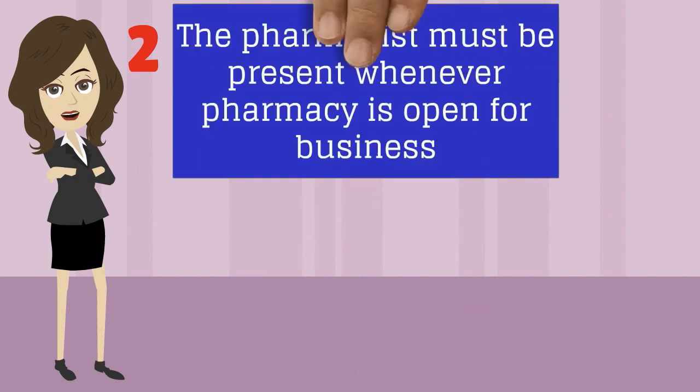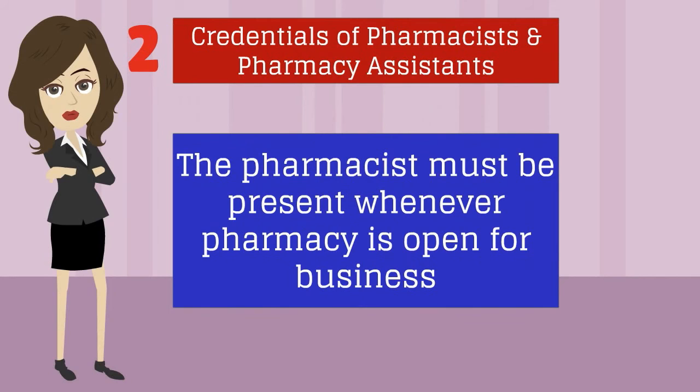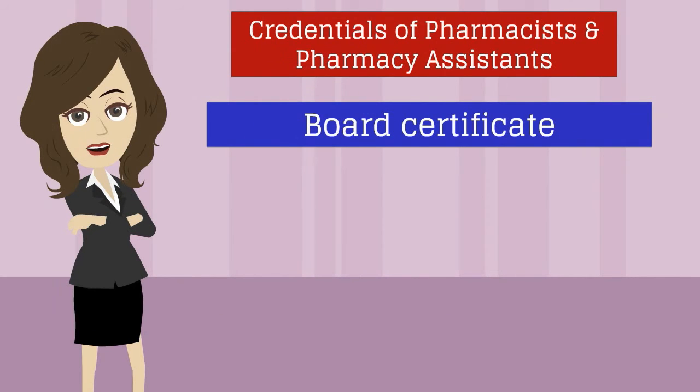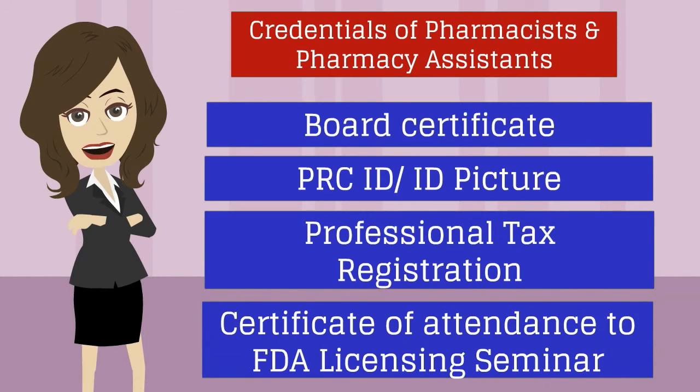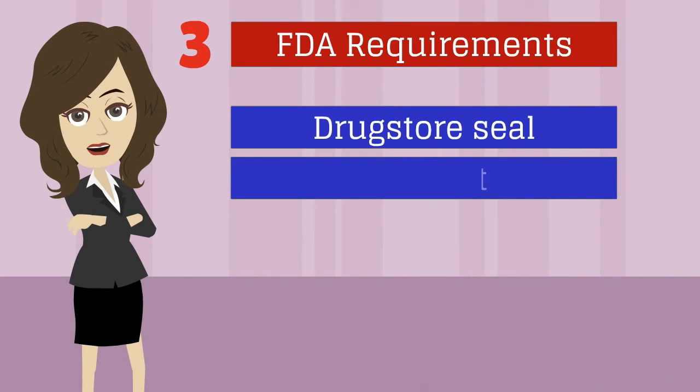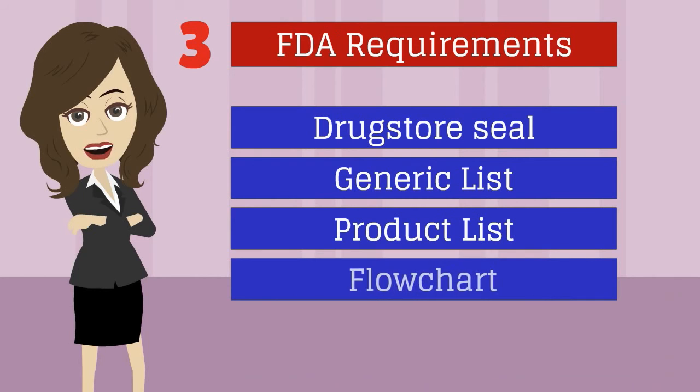Second category inspected is pharmacy requirements. The pharmacist must be present whenever the pharmacy is open for business. In addition, board certificate, copy of PRC ID, PTR, ID picture, and certificate of attendance to FDA licensing seminar should be displayed visibly in the permit holder. Third is the Compliance to Generic Act of 1988 or RA 6675. FDA inspects drugstore seal, generic list, product list, and flowchart.